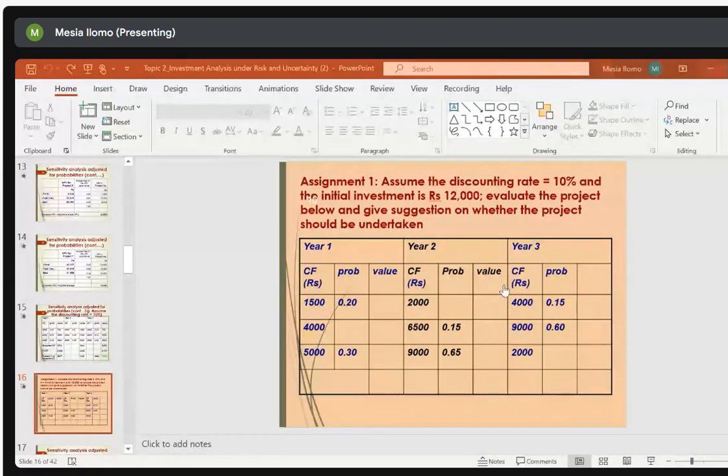I see Alicia raising a hand. Sorry, sir. What should we do on the cash flow that has no probability? So you put a 0.